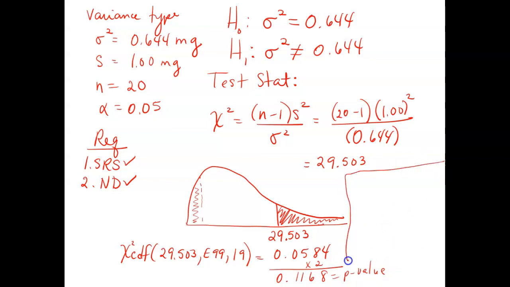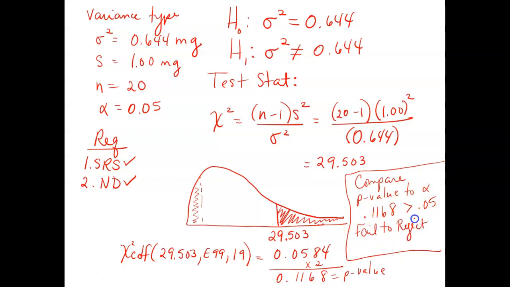Okay, then we want to compare the p-value to the alpha. So the p-value is 0.1168. My alpha is 0.05, so this is a larger value. So when the p-value is larger than the significance level, we are going to fail to reject the null hypothesis. That is going to be our statistical conclusion.